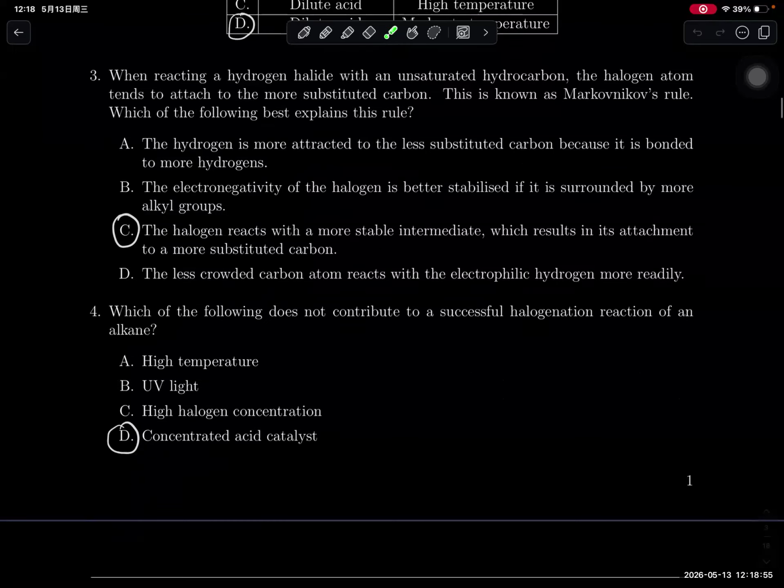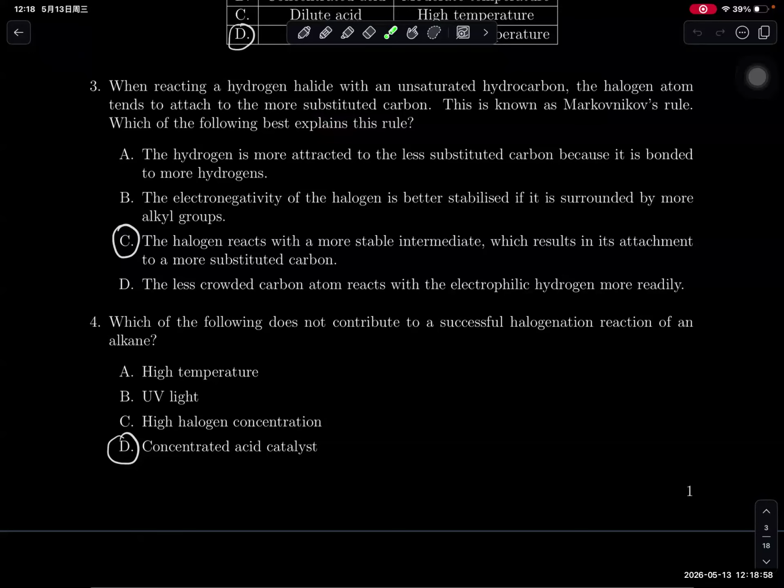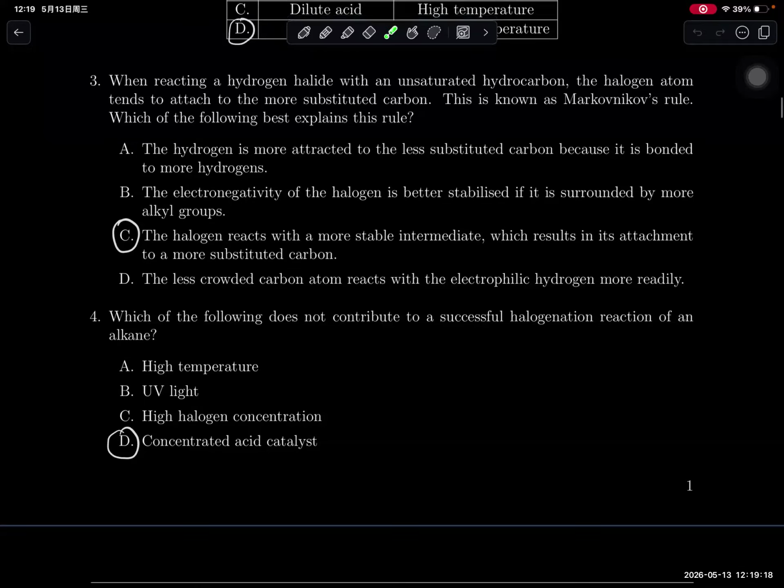So the chemical mechanism here is outside of the syllabus, so you can sort of guess, right? And C will be the right answer. The halogen reacts with more stable intermediates. So if the carbon has less hydrogen on it, it is more stable for the halogen to be attached on it, because halogens are usually electronegative. If there are a lot of electrons surrounding it, it's more stable, right? If the carbon is connected with more substituted atoms, they are more electron-donating than hydrogen, so it gets more stable.